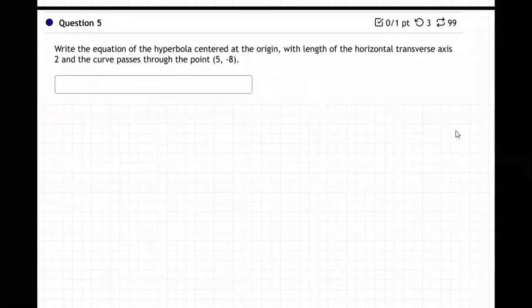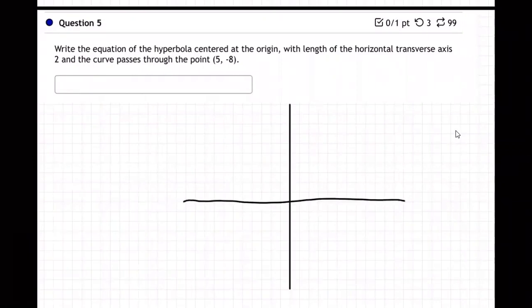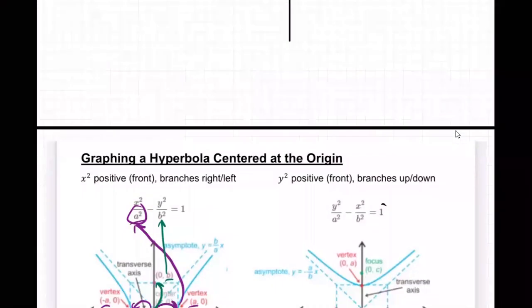Let me try drawing that thing. Okay, so now I'm going to draw it. Now, the first thing you need to know: are the branches going to go up, down, or right, left? Well, let's see what it says.